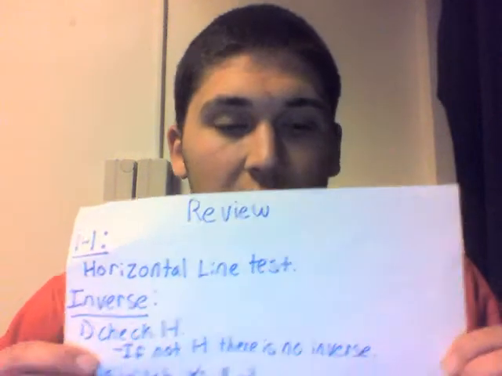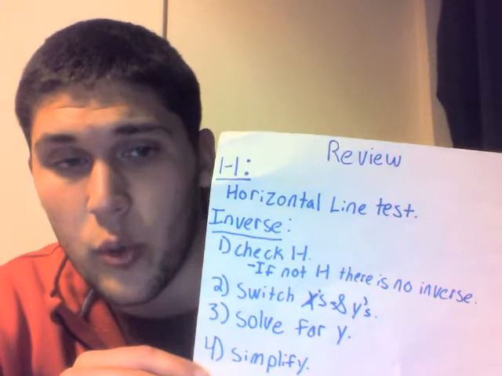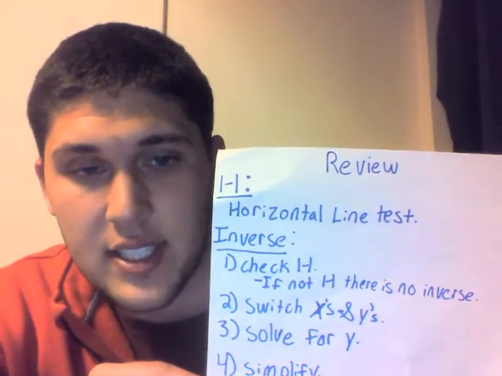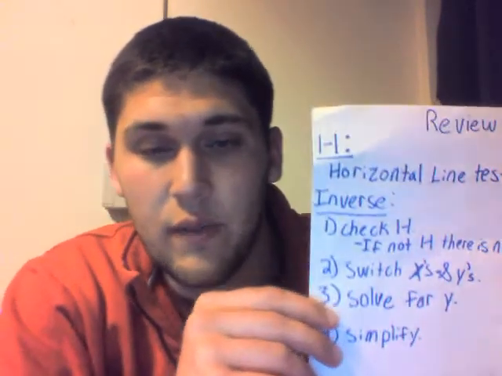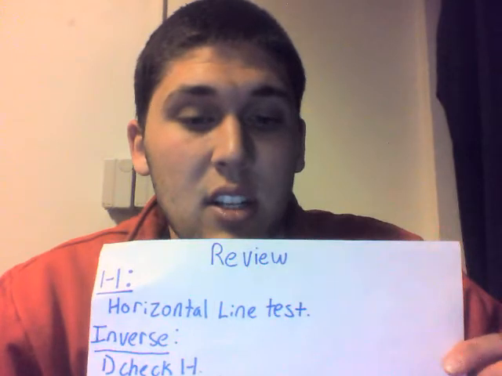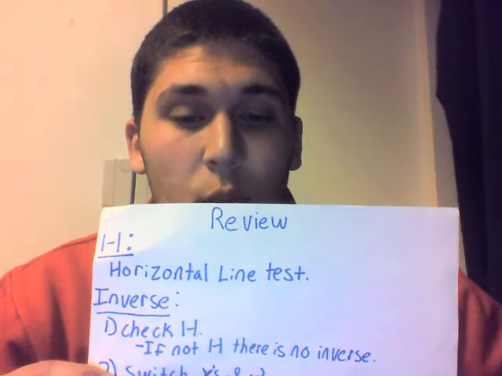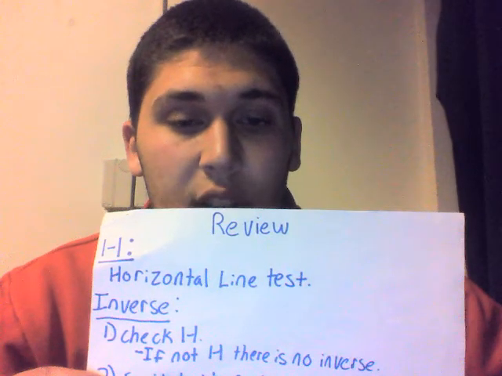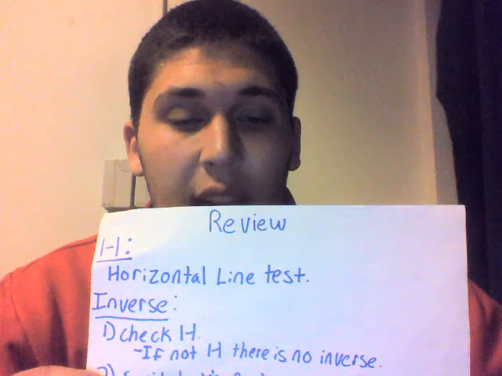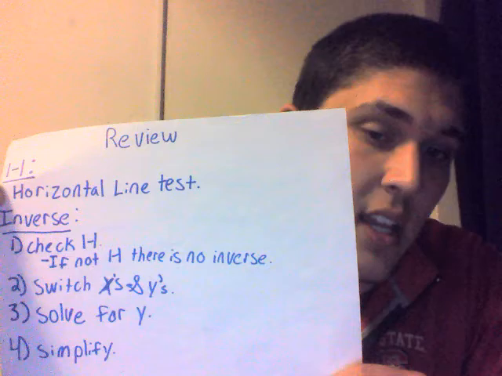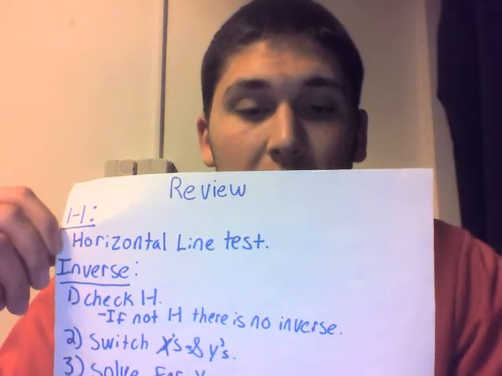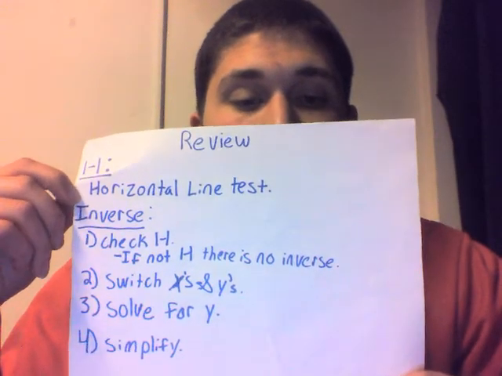So let's just have a quick review of today's lesson. Here it is. We reviewed one-to-one first, so that was the horizontal line test. And so then we went over inverses. So first you must check to make sure that function is one-to-one, and if it is one-to-one, then it does have an inverse. If it is not one-to-one, then it has no inverse. The next thing you do is to swap the x's and swap the y's. From there you solve for y and simplify where needed.